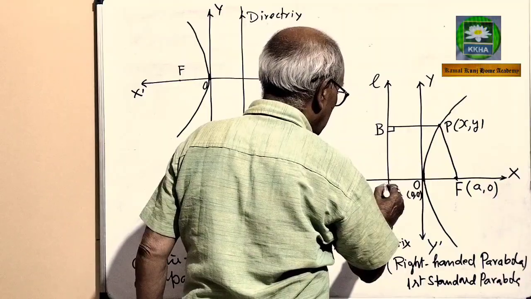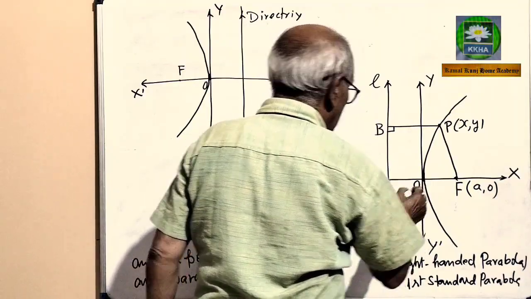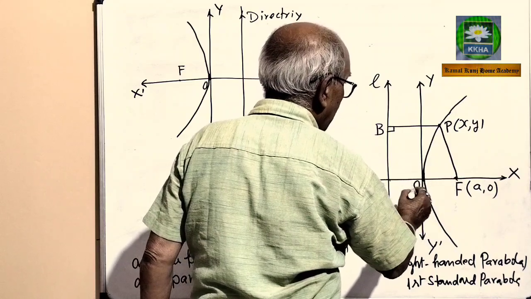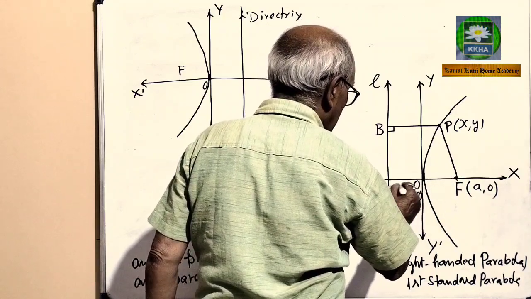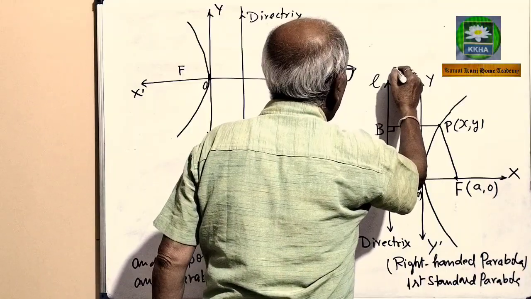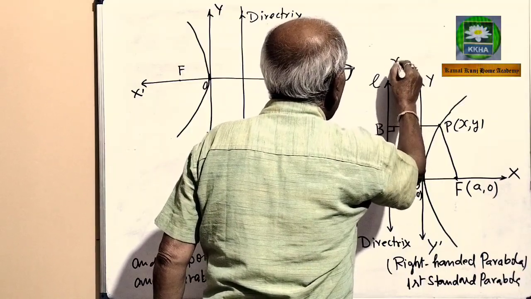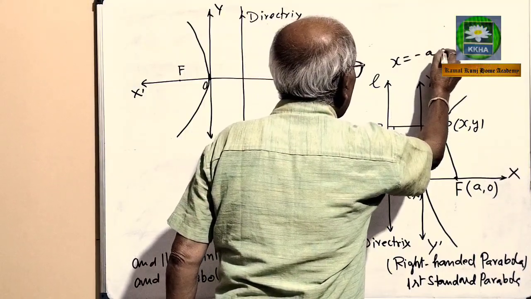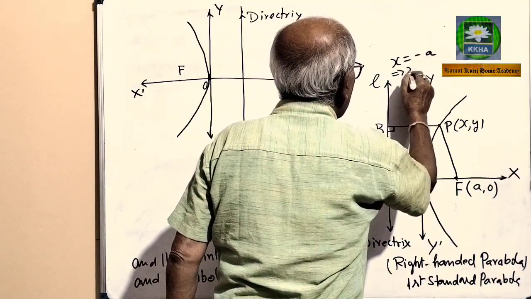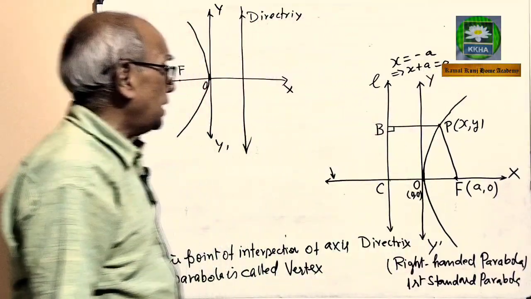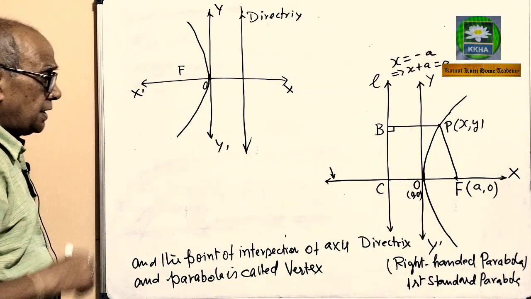Suppose this is C, then the equation of this line, the directrix, will be x equal to minus a. This implies that x plus a equal to 0. This is the equation of directrix of right-handed parabola.